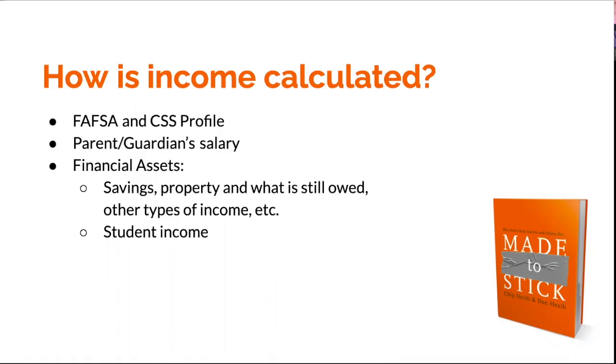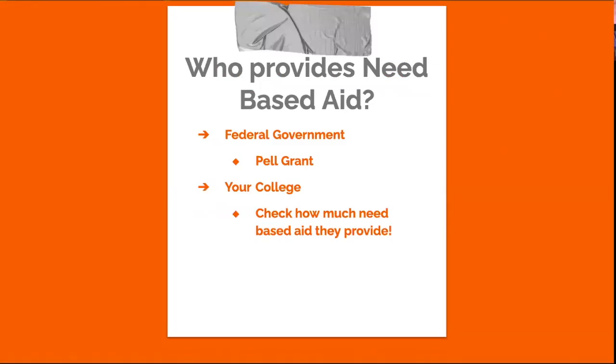Typically both of these profiles will be using your parent or guardian's salaries, their financial assets, which could be savings, if they rent or own the house, and if they own the house, how much is it worth and what is still owed, and other types of income. We'll provide more specific details for the FAFSA and the CSS profile in future videos. Another thing that is taken into consideration when calculating how much aid you will receive is student income and student savings.